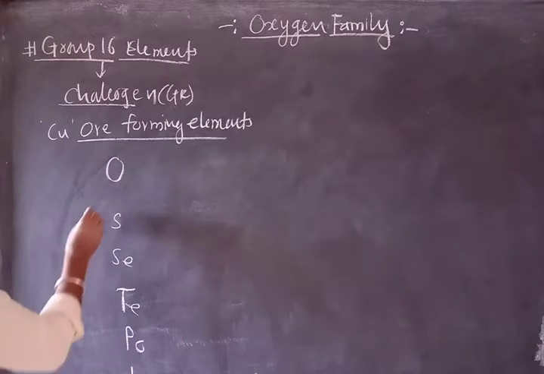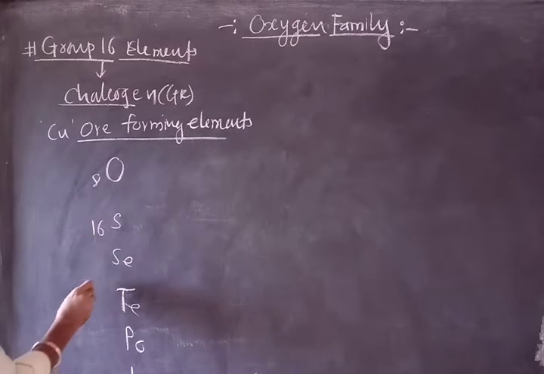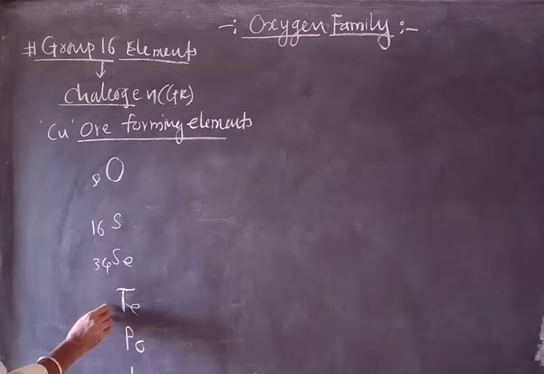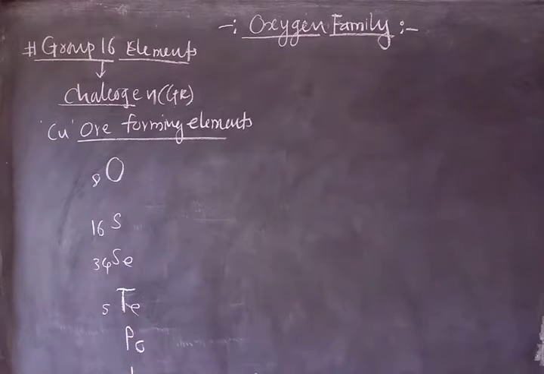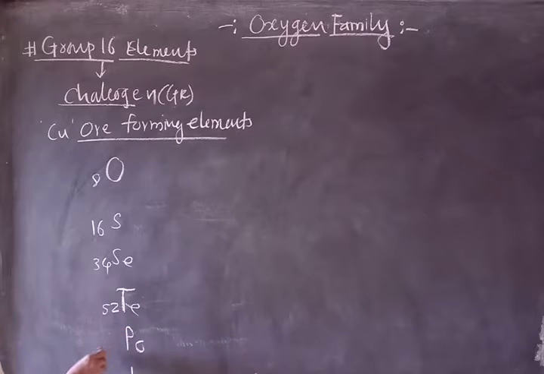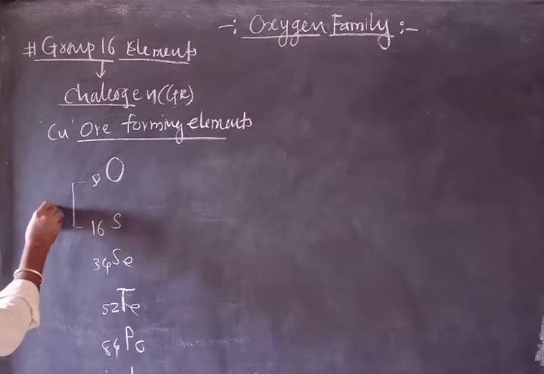Now, the atomic numbers of these elements: oxygen is 8, sulfur has 16, selenium has 34, tellurium has 52, after that polonium is 84, and livermorium is 116.